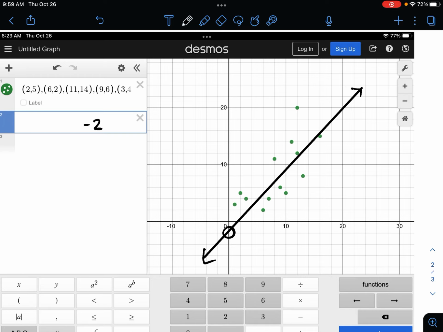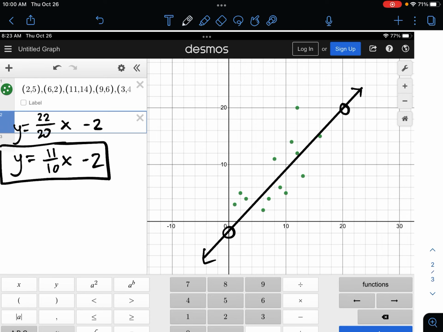For my slope, let's look for another point. This one up here looks like a good point. We're going to go up 1, 2, 3, 4, 5, 6, 7, 8, 9, 10, 11. Times 2 is 22. So we're going up 22. And then we're going right 1, 2, 3, 4, 5, 6, 7, 8, 9, 10, times 2 is 20. So we're going to have y equals 22 over 20x minus 2. If we reduce this, y equals 11 tenths x minus 2. That's a little bit over 1, like 1.1. So we start at -2 and we go up 1.1 over time.